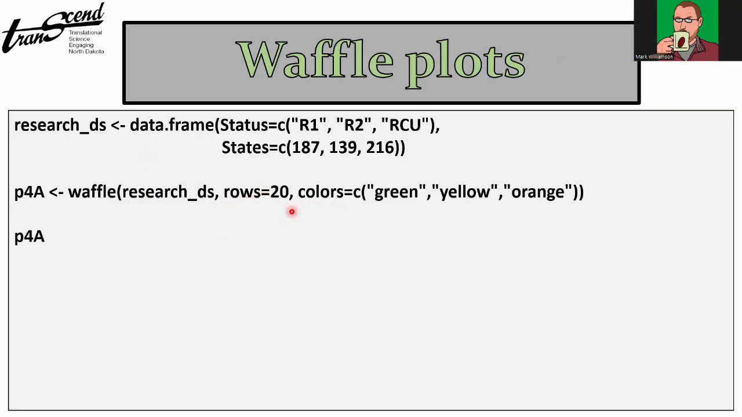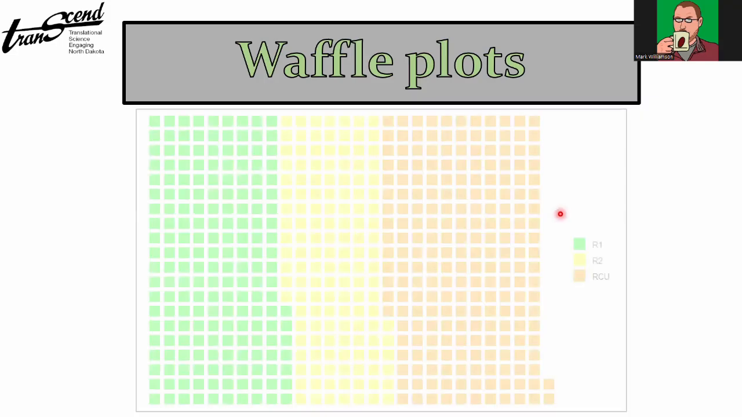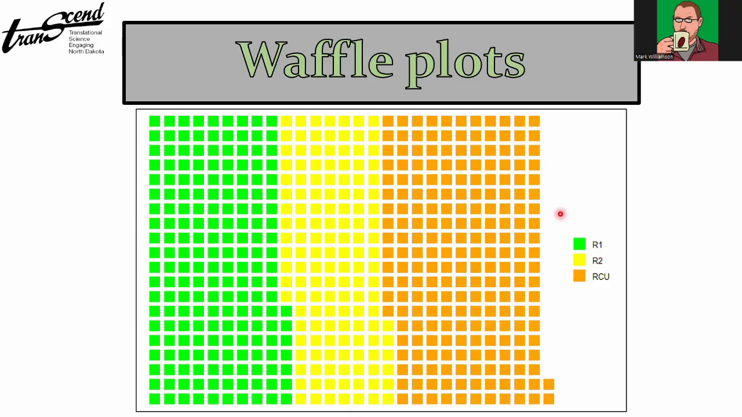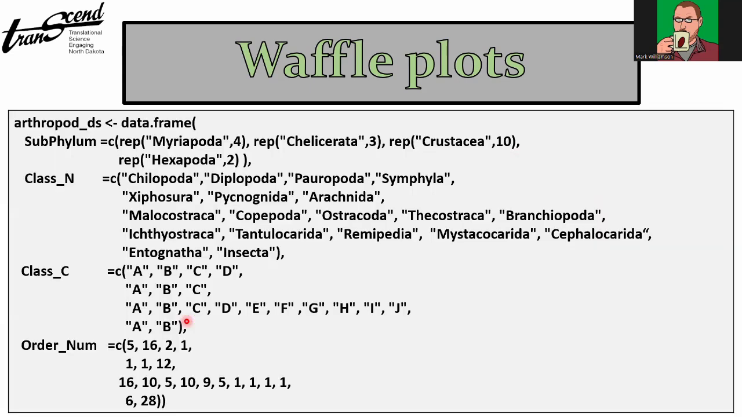You can set your rows. So I did rows 20 and then colors. And so I'm going to do green, yellow, and orange. And pulling this out here, we get a very nice but simple waffle plot. You can see here that RCU is the largest grouping in orange, where R2 is the smallest, and then R1 is mid-size. And you can change the number of columns or rows to switch it up as you need to, but I think this is a good start. To make things a little more exciting, I'm going to create a more complex data set called arthropod data set.